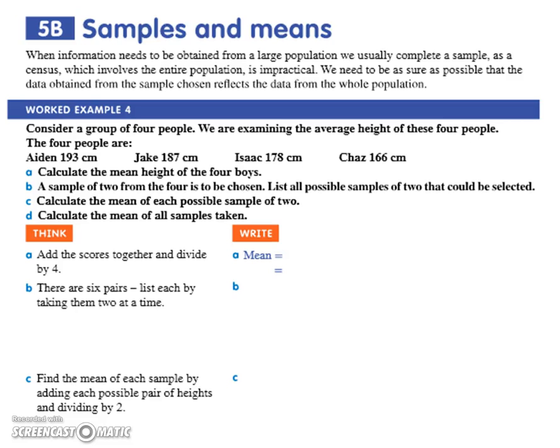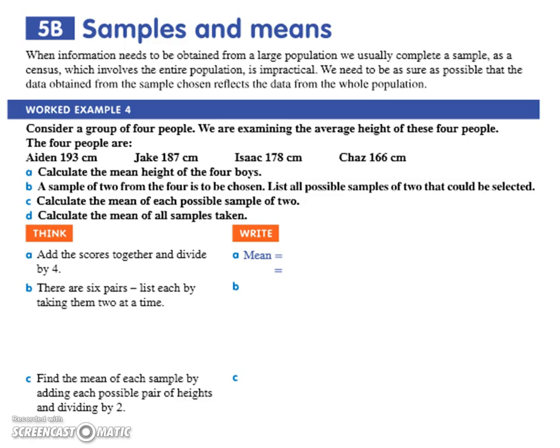With this one, what we're going to do is find the mean of a population. Now, the population's only 4. Are we right? The population's only 4, so it's not a large population. The sample's not actually going to be as accurate as it would be if you were dealing with a large population.